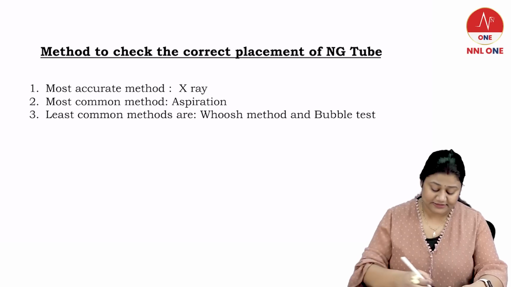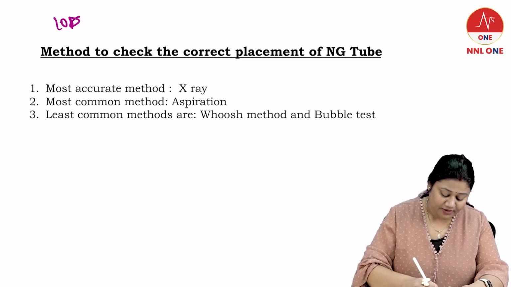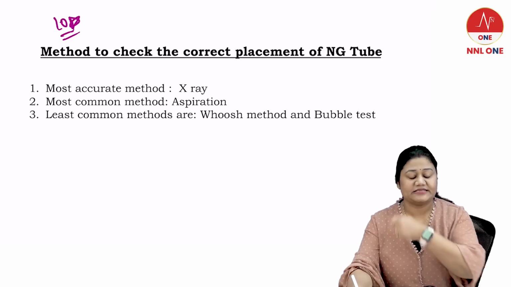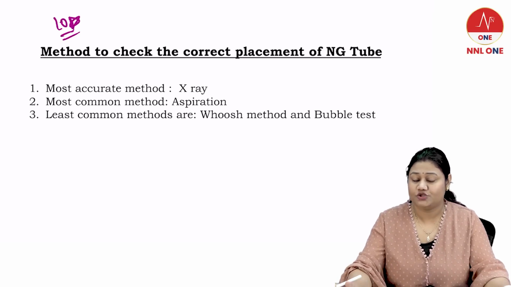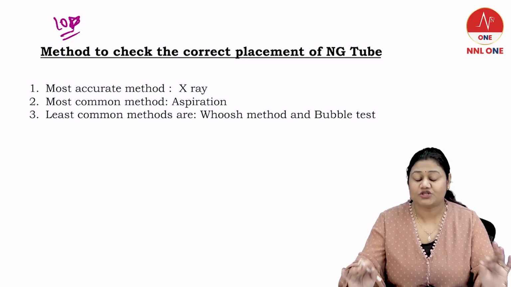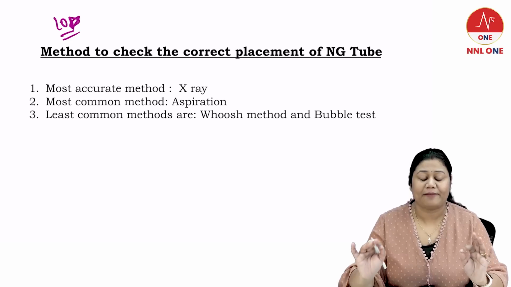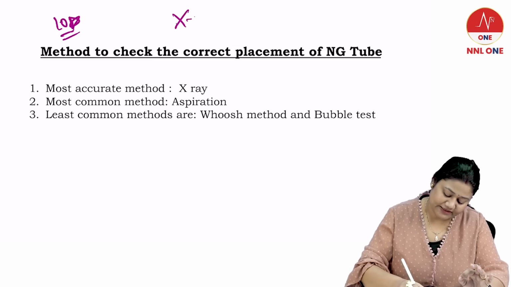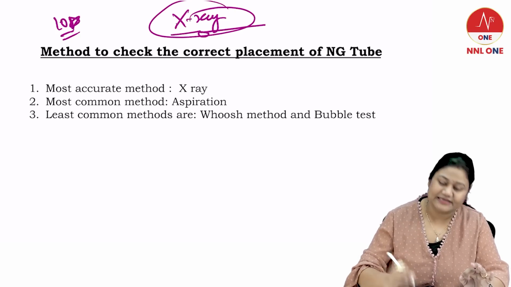Now another, this is again a 10-star question. The method to check the correct placement of NG tube. Once the NG tube is inserted, how will you check whether the tube is in place or not? So the best gold standard method, or most accurate method to confirm the placement of NG tube, is X-ray. Most accurate method is X-ray.